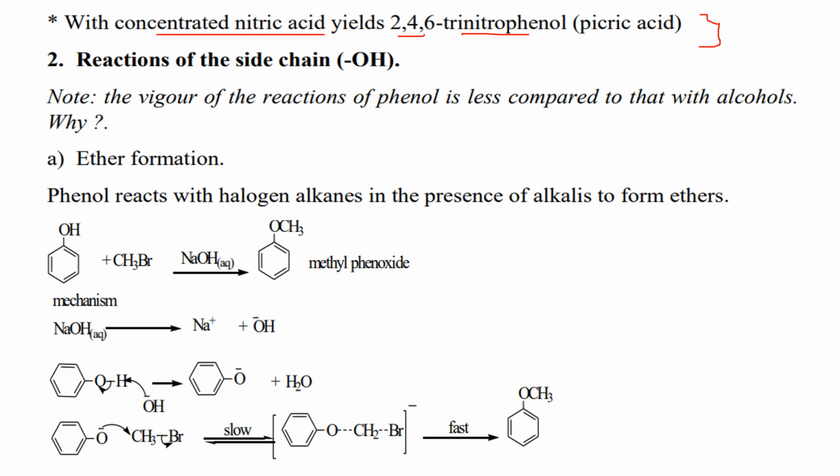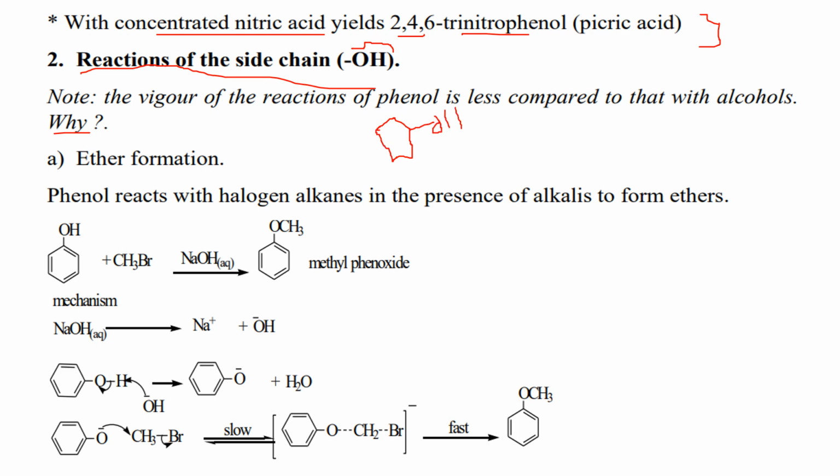So number 2, let's first look at the reactions of the side chain. And the side chain, we are saying that reactions that are going to be involving the hydroxyl group that is attached to our benzene ring. Now notice that here, the vigor of reactions of phenol is going to be less compared to that with alcohols. And the reason for this, can you reason this out? The reason for that is the same reason. Just like I've told you, everything having a benzene ring, they have the same reasons.